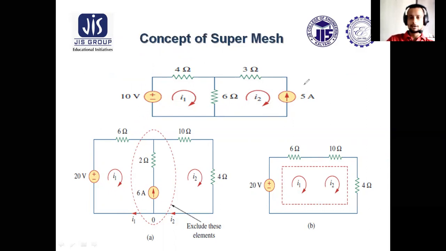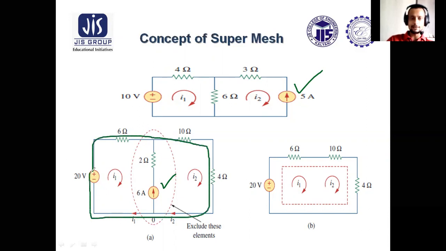Now this was the case if current source is involved in any one loop. If current source is involved in both the loops, that means in the middle branch or common branch of two loops, in that case what will we do? We'll apply KVL in the outer loop. So in this outer loop, if we apply KVL, what will be the KVL equation?